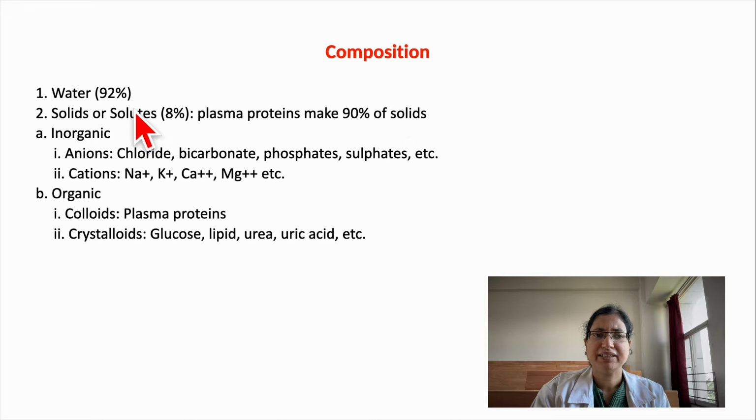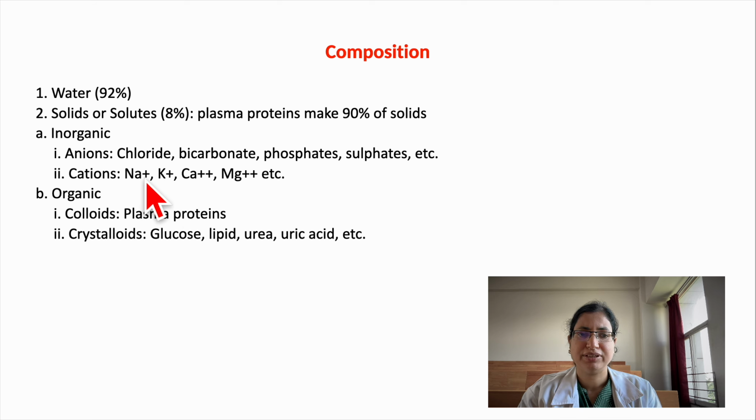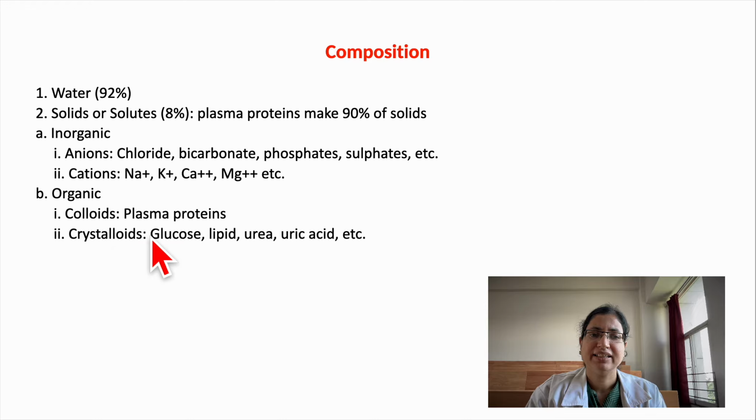What is the composition of plasma? 92% water, solids 8%. Plasma proteins make up 90% of the solids present in the plasma. Inorganic means anions. Anions are negatively charged ions, for example chloride, bicarbonate, phosphates, sulfates, etc. Then cations. Cations are positively charged ions, for example sodium, potassium, calcium, magnesium, etc. Organic, that is colloids, plasma proteins, and crystalloids, that is glucose, lipid, urea, uric acid, etc.